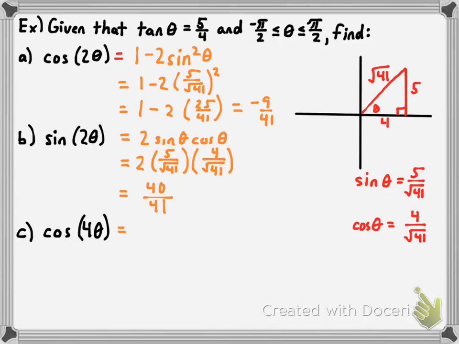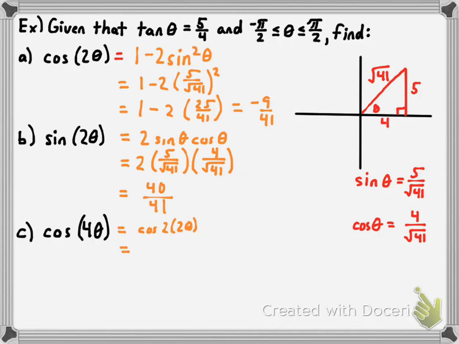A double angle formula helps you find the cosine or the sine of an angle if you know what the sine or cosine of half of that angle is, correct? Well, what is half of 4 theta? 2 theta, right? So really we can say that we're finding the cosine of twice 2 theta. And the reason why I'm pointing that out is essentially we can use a double angle formula to find the cosine of 4 times an angle.